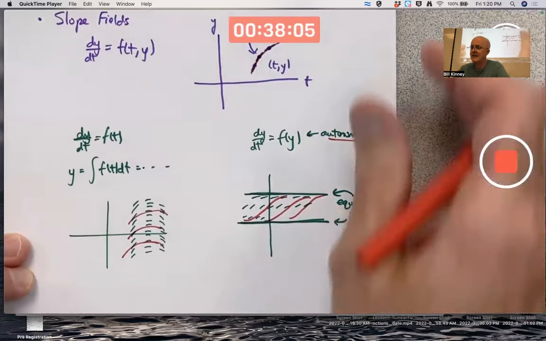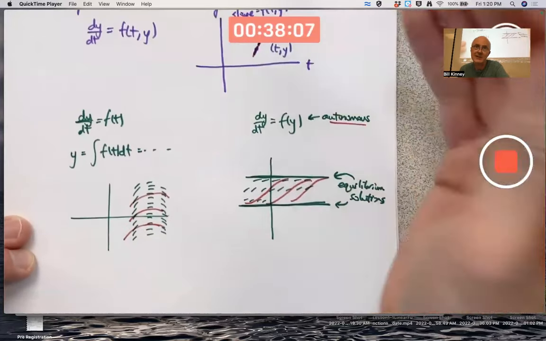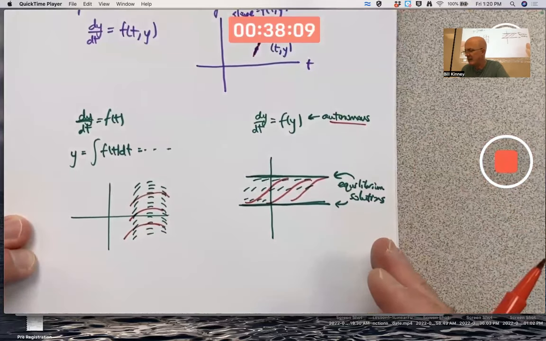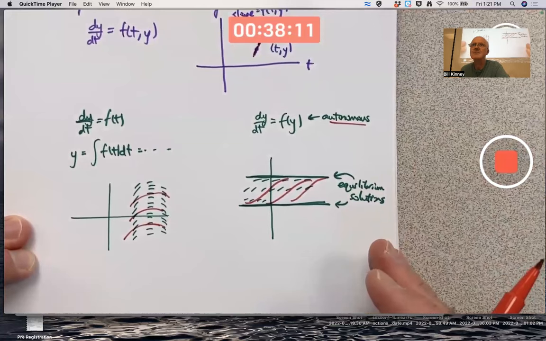We're more interested in thinking about autonomous equations because they're more interesting. That's why. Do they come up in more applications? Yeah, at least in this class.